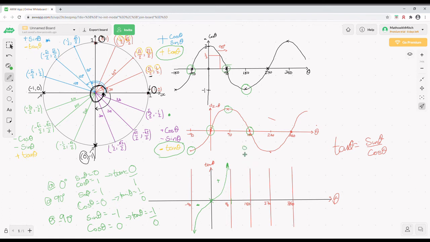That gives us 0 over -1. 0 divided by anything is 0. So we know that's 0 at that point there. So again, we're going to be crossing through the x-axis in this graph.